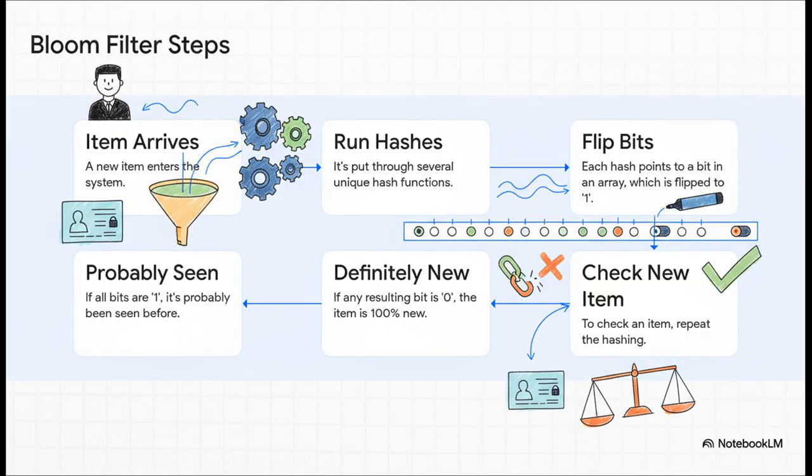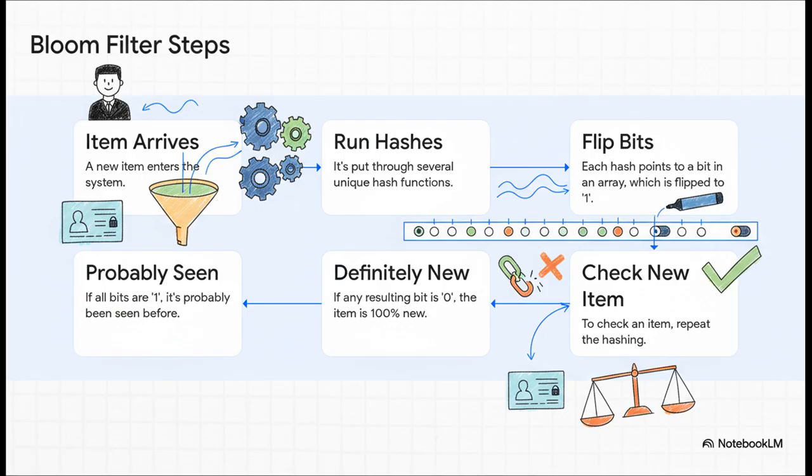Okay, so here's how this genius doorman works. When a new user ID shows up, you run it through a few special math functions. Each function tells you to flip a specific switch in a long row of on/off switches. Now, when another user ID comes along, you check which switches it points to. If even one of those switches is off, you know for a fact, 100%, that this user is new. But if all the switches are already on, your doorman says, "I've probably seen you before."